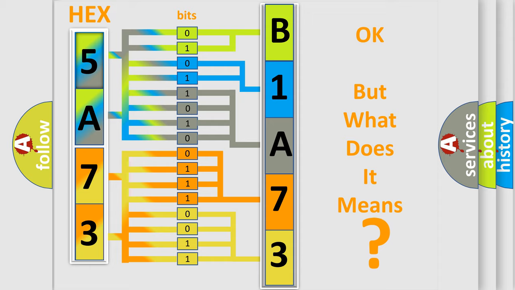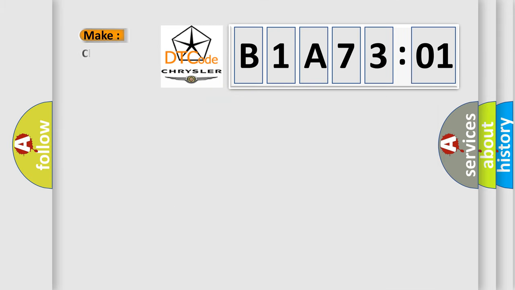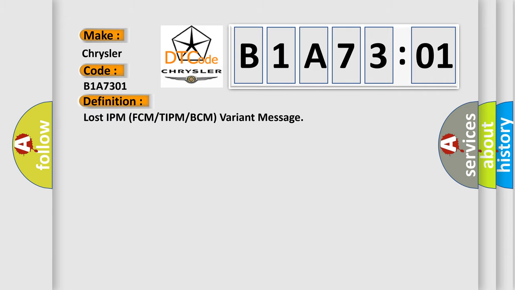expresses. So, what does the Diagnostic Trouble Code B1A73-01 interpret specifically for Chrysler car manufacturers? The basic definition is lost IPM FCM or TIPM or BCM variant message. Now this is a short description of this DTC code.